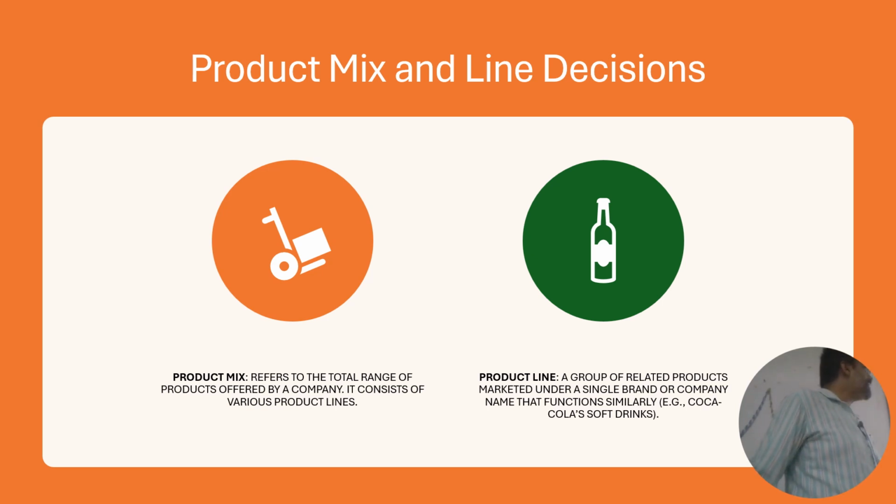And when we talk about product line, boys and girls, a group of related products marketed under a single brand or company. So Coca-Cola, for example, is about soft drinks. Haier is about home appliances. Samsung, in the beginning, is about home appliances. After the Android discovery, they have entered into manufacturing of cell phones as well, and they made a good impact as well.